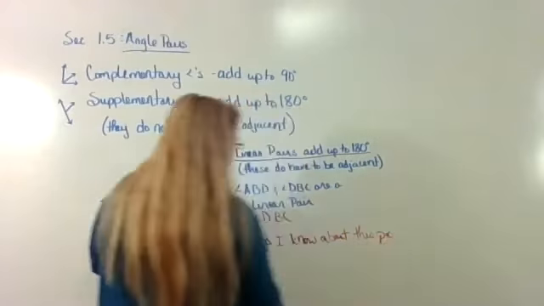And then it says name 2 complementary angles. So complementary angles means they have to add up to 90 degrees. Well, if this one is 90 degrees, then that side has to be 90 degrees. That's going to be angle 2 and angle 1.